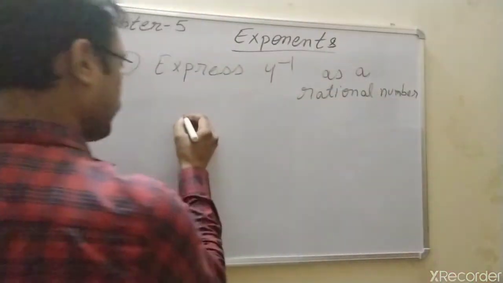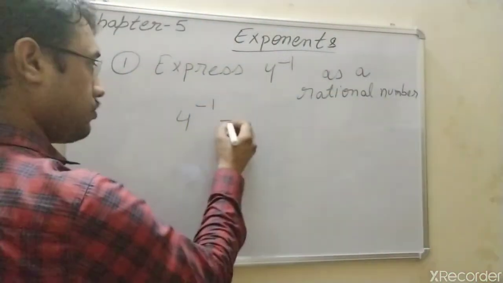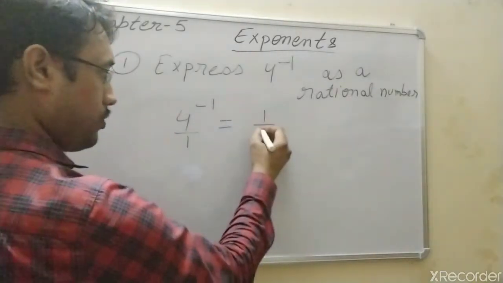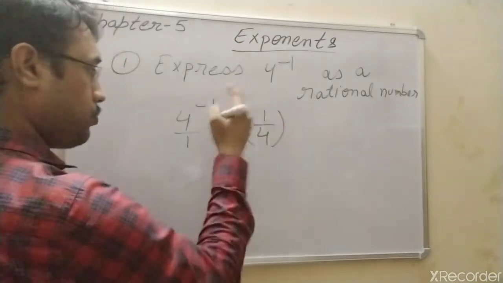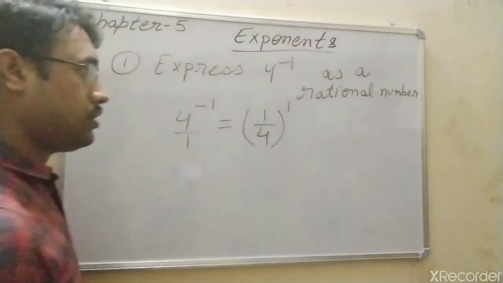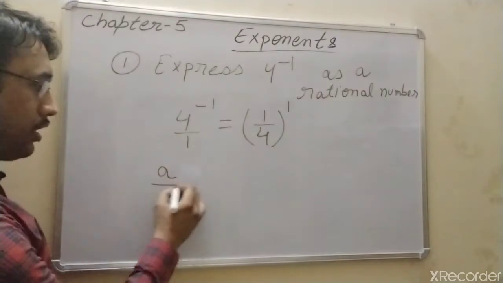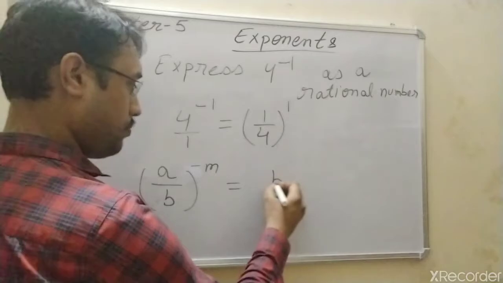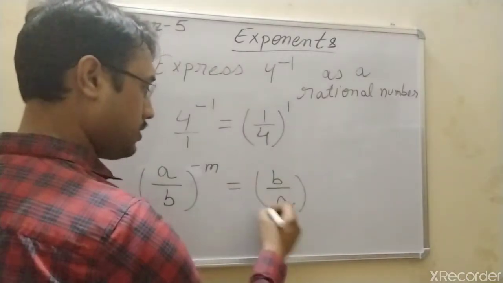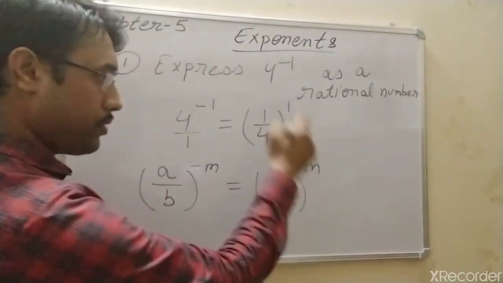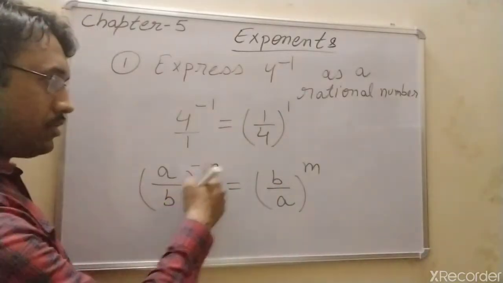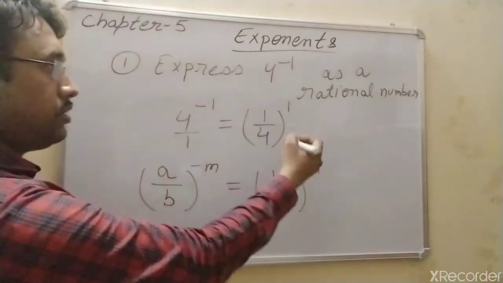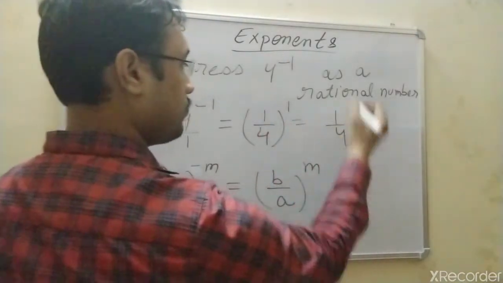First you will write that 4 to the power minus 1. What is this actually? It is 1 by 4. So when you do that, the exponent you can change the sign to plus 1. This rule you have seen that a by b to the power minus m is equal to b by a. You have to reciprocal the base and change the sign of the power. So if you change the minus sign to plus in the exponent, then the base you have to reciprocal. So the number is 1 by 4.